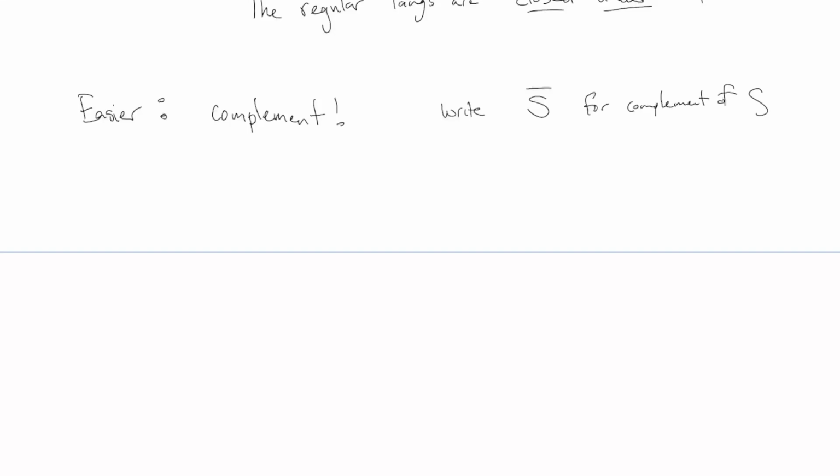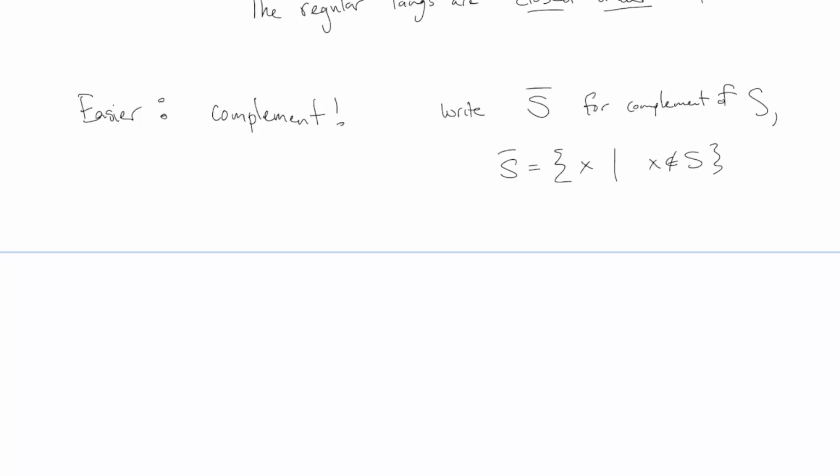Anybody remember what the complement means? Any discrete math wizards? You don't have to be a wizard to remember. Yeah. Isn't it everything outside of the set, that's not in the set? Yeah, everything that's not in S. That's what S bar means. S bar for the complement of S, and you could say S bar is the set of all X such that X is not in S.